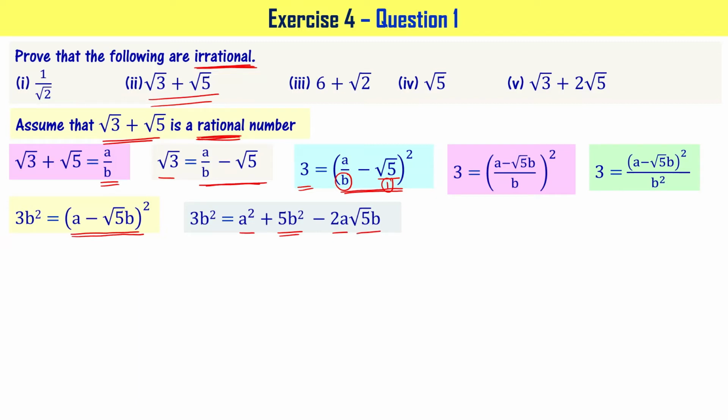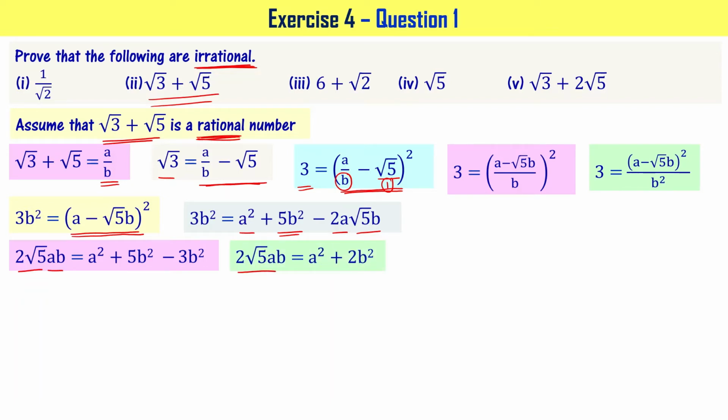Got it? Let's rearrange this equation such that I can write it as 2 root 5 times ab equal to a square plus 5b square minus 3b square, right? When you simplify this equation, you can write it as 2 root 5 ab equal to a square plus 2b square, right? Now let me keep only root 5 on one side and rearrange the rest of the equation such that it can be written as root 5 equal to (a square plus 2b square), that is numerator, divided by 2ab, that is the denominator, right?